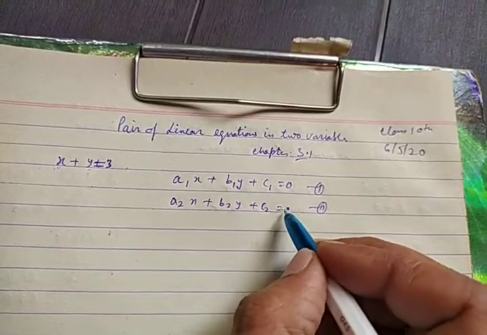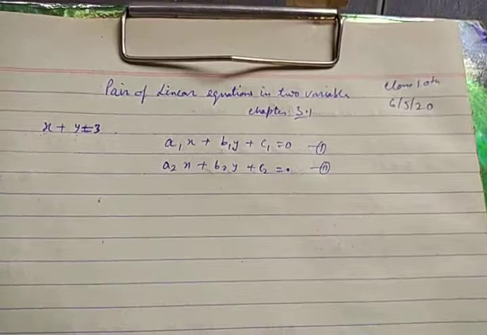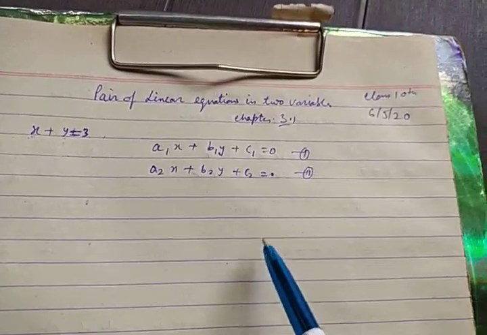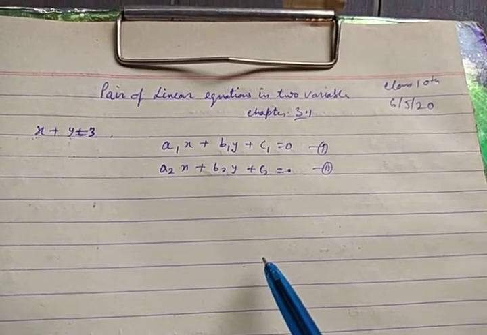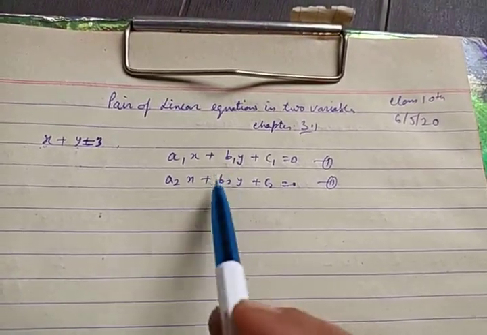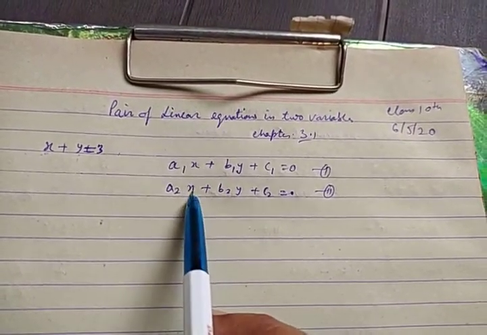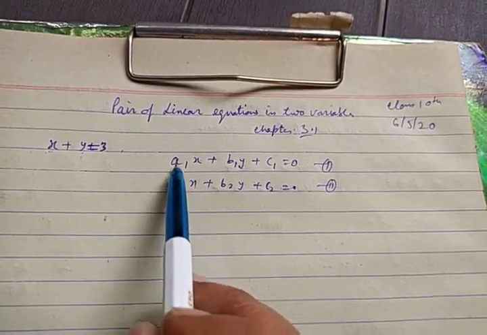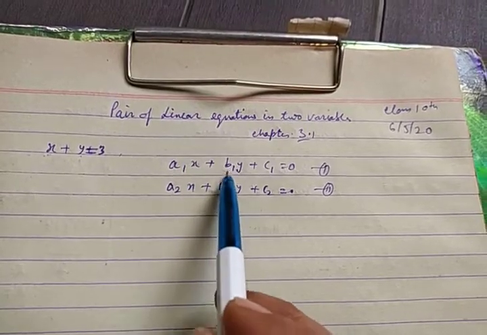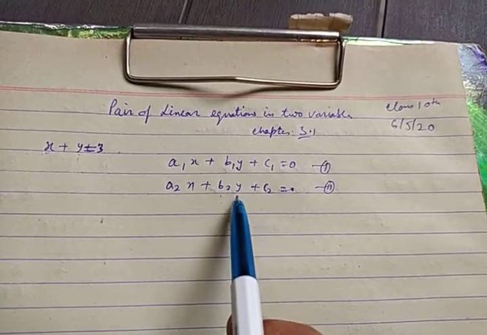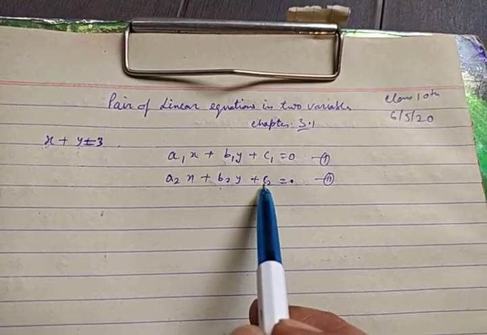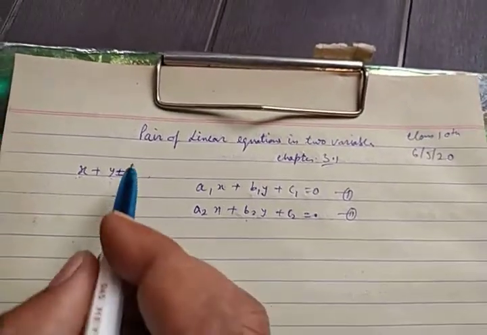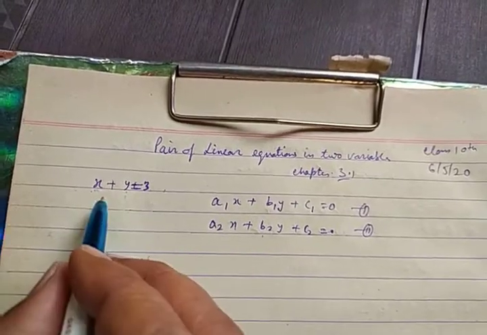These are the standard equations for the sake of understanding, but during the solution of questions you can consider them equation 1 and 2. Now one thing you will have to observe, that the coefficient of x is represented by a1 and a2, meaning the letter a is fixed for the coefficient of x, letter b is fixed for the coefficient of y, and letter c is for the constant term because it would be a certain number.